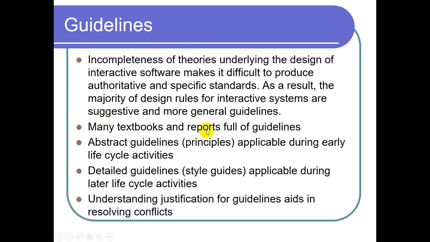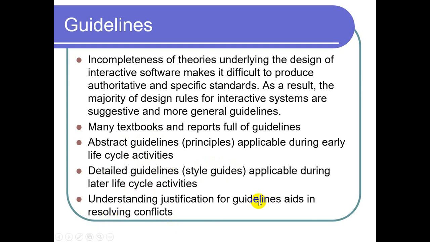So many textbooks and reports are full of guidelines. There are many books. You will find every book with the principles, with the guidelines, right? Similarly, abstract guidelines are there and detailed guidelines are there. For the early life cycle development, we have many abstract guidelines, the very basic principles, right? But for the detailed guidelines, in fact the later stages of the software development life cycle, we have the style guides, the detailed guidelines. So we have multiple guidelines that we can use during our software design and development process.